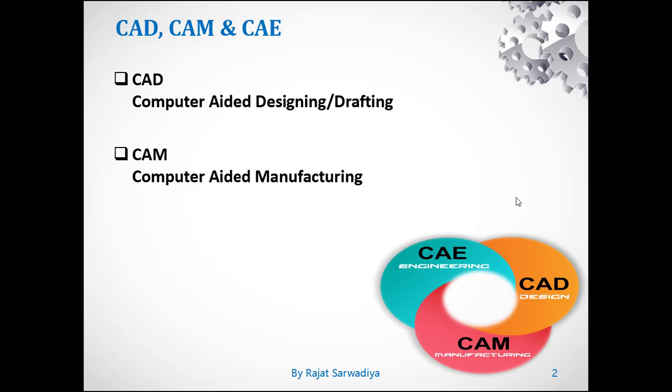Next is computer aided engineering, or CAE. CAE tools are basically used for the analysis part in the design. When you have created a model or a design, industries never directly go for manufacturing of that particular product. They first analyze that as per the requirements.